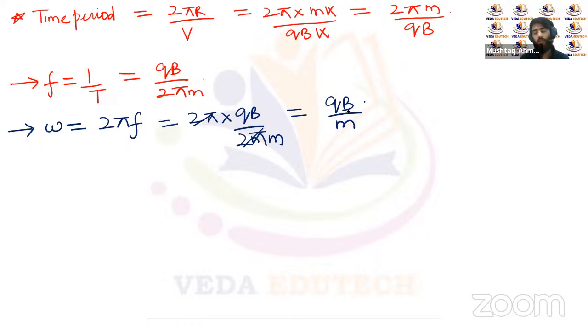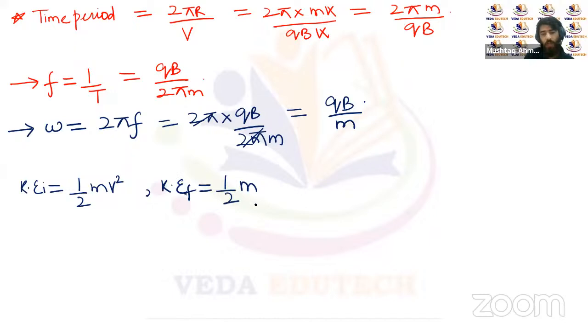And similarly, we can also calculate the kinetic energy. So kinetic energy in this case will not change. Initial kinetic energy for this particle, let's suppose, was equal to half mv square. Then the final kinetic energy will also be equal to half mv square, because you know that magnetic force does no work. Magnetic forces do no work because they are always perpendicular to the velocity vector.